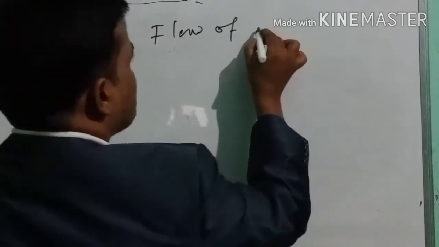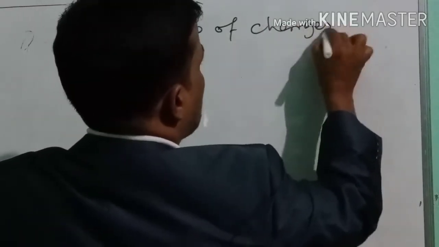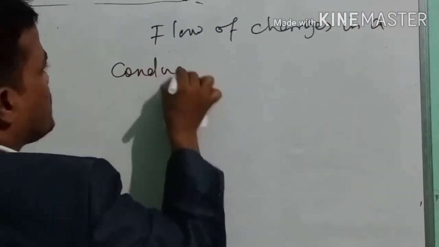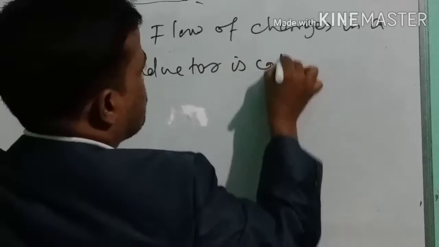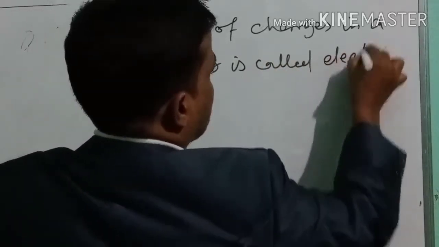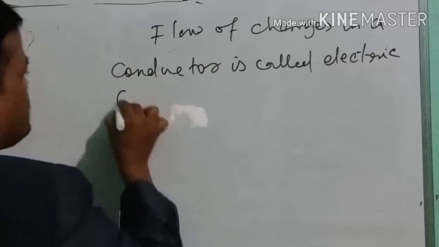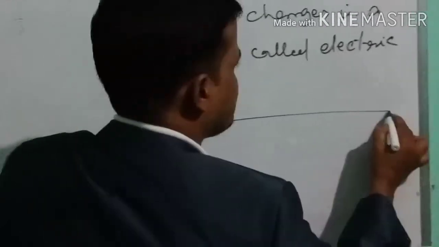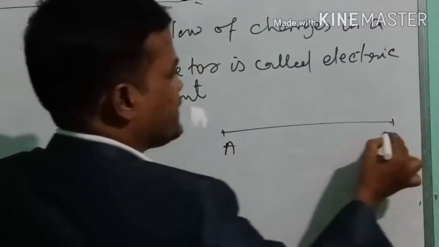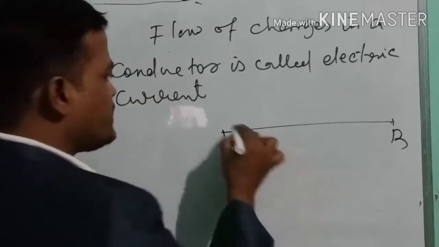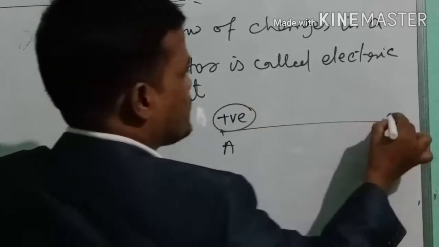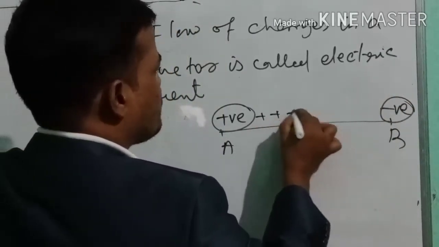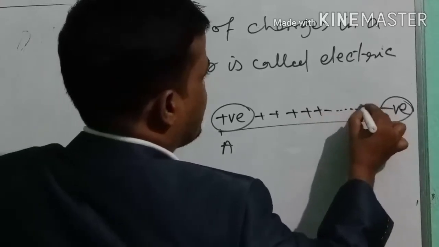Flow of charges in a conductor is called electric current. Let us see, this is a conductor. Suppose this is the A terminal and this is the B terminal. Suppose this terminal is the positive terminal and this is the negative terminal. The electric current flows from the positive terminal towards the negative terminal.